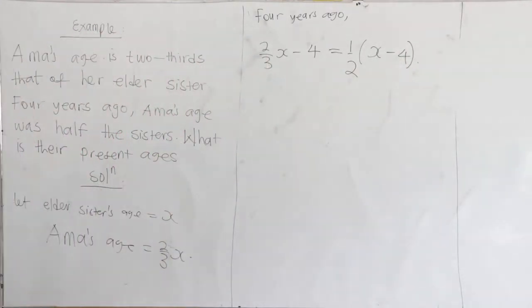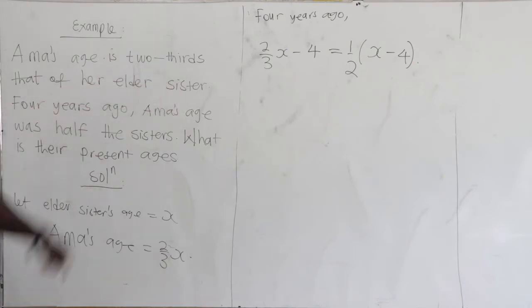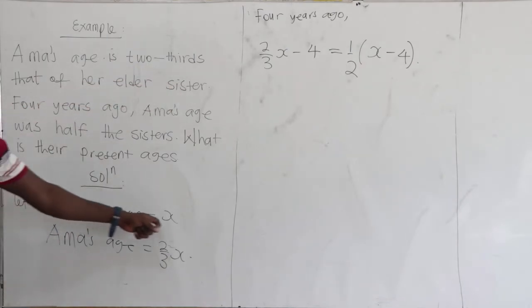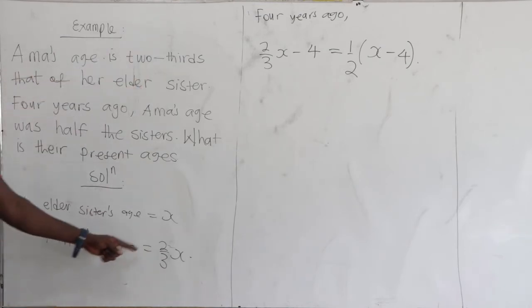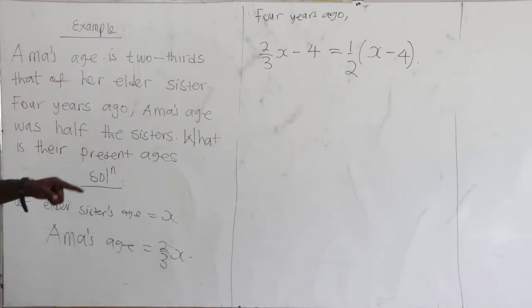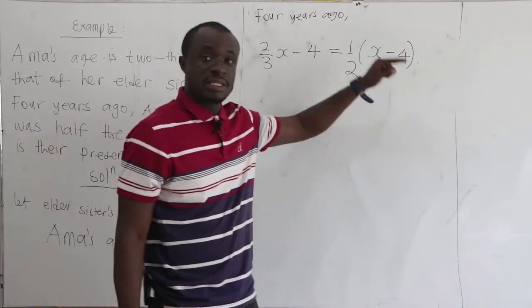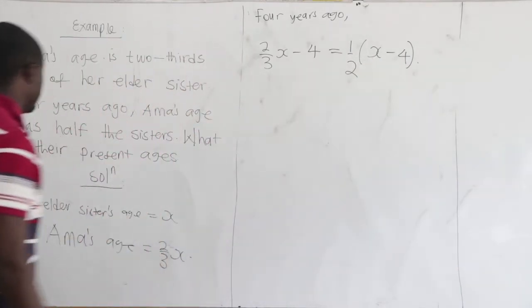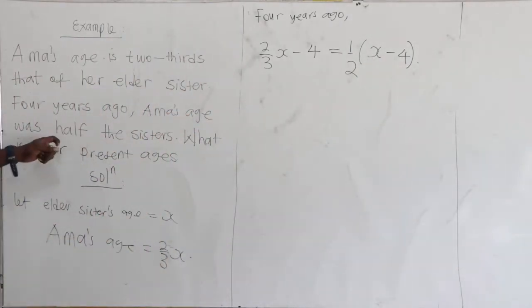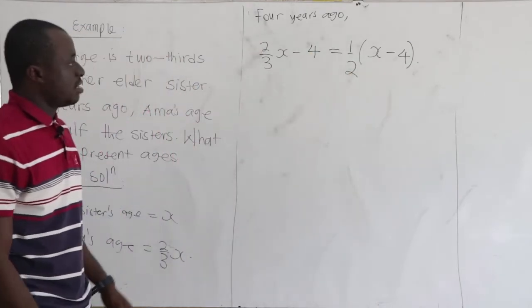Let's take it again. Ahmed's age is 2/3 that of her elder sister. So elder sister's age, we don't know, is x. But then we are being told Ahmed's age is 2/3 that. So Ahmed's age is 2 over 3x. Now 4 years ago, Ahmed's age was 2 over 3x minus 4. And then the elder sister's age was x minus 4. But then we are being told that Ahmed's age was half the sister's age.